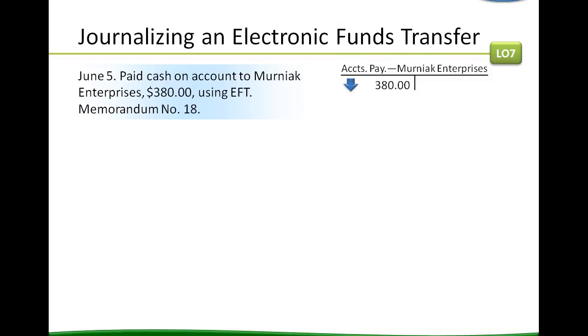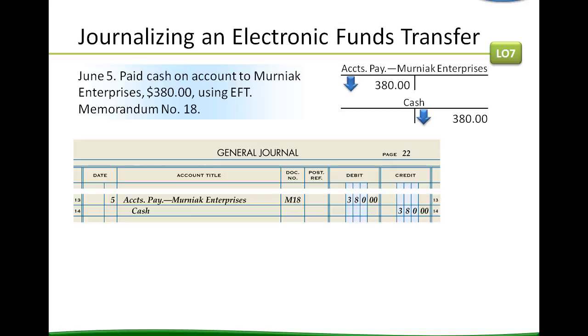First we have the T accounts. Accounts payable decreases by $380. That's how much money is owed to Delgado Web Services. And then cash is also decreased by $380 because you're paying it. You're using electronic funds transfer, so no checks are written, nothing's done, but your source document is memorandum number 18. So you write it in.